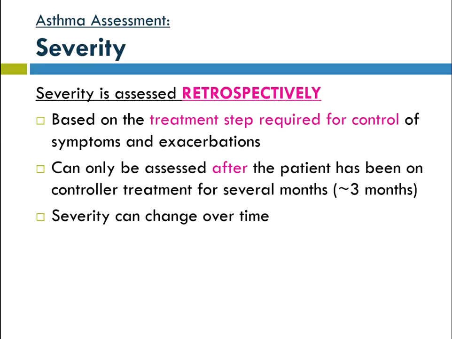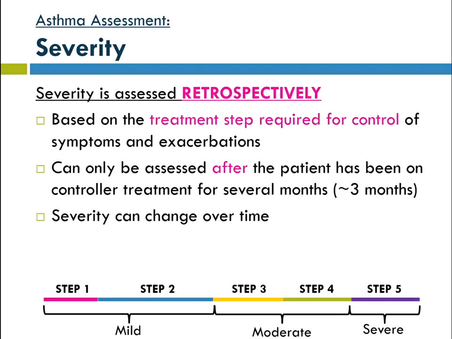So severity is assessed retrospectively, which means after the fact. You go back and you look to see what has happened, what worked. It's based on the treatment step that was required for control, and can only be assessed after the patient has been on controller treatment for several months. So at least 3. Okay. That severity can also still change over time. But the biggest point right now is it is determined retrospectively after being appropriately managed on a controller for at least 3 months. Okay?